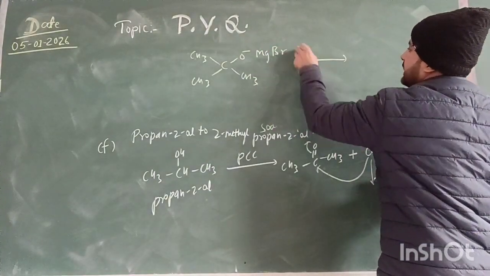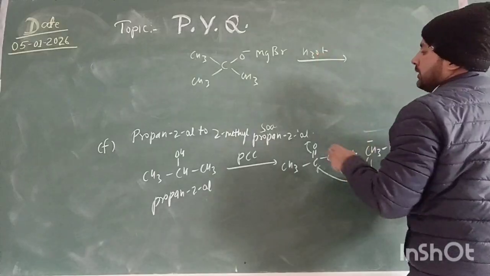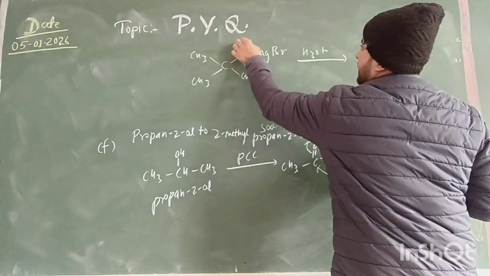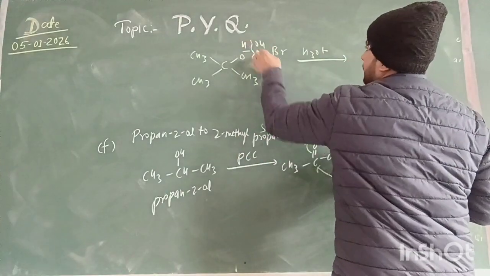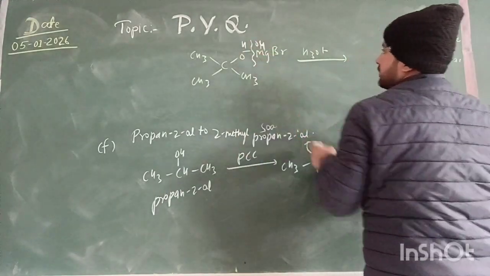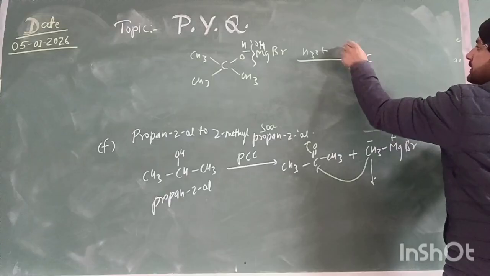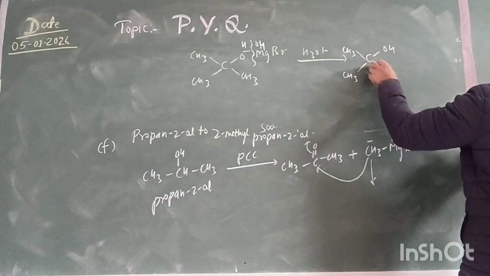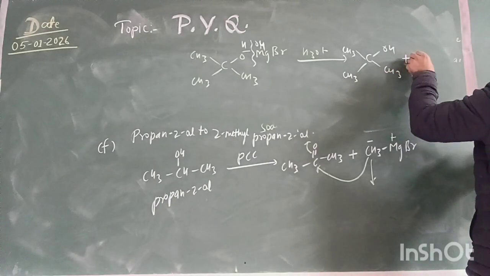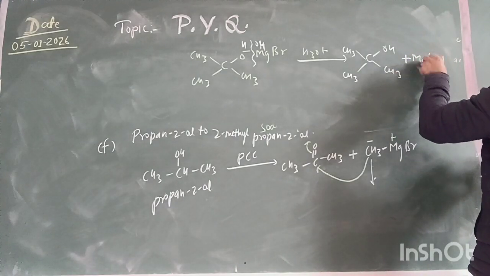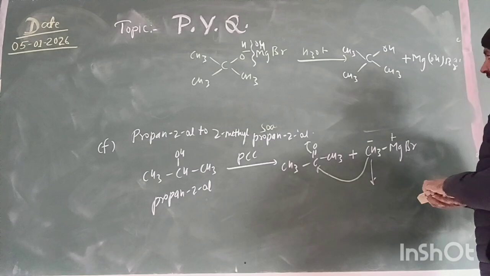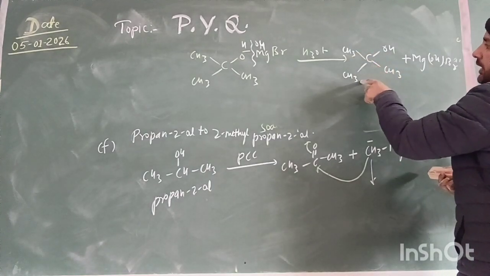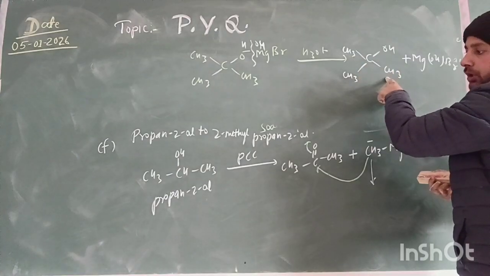After acidic hydrolysis, H3O plus, there will be bond breaking. So the bond will break from here, H we will give here and OH will give here. So what will happen? It will become like this one, CH3, OH, and this one is CH3. And there will be removal of Mg(OH)Br. This compound is the same. 1, 2, 3. 2-methyl propane 2-ol.